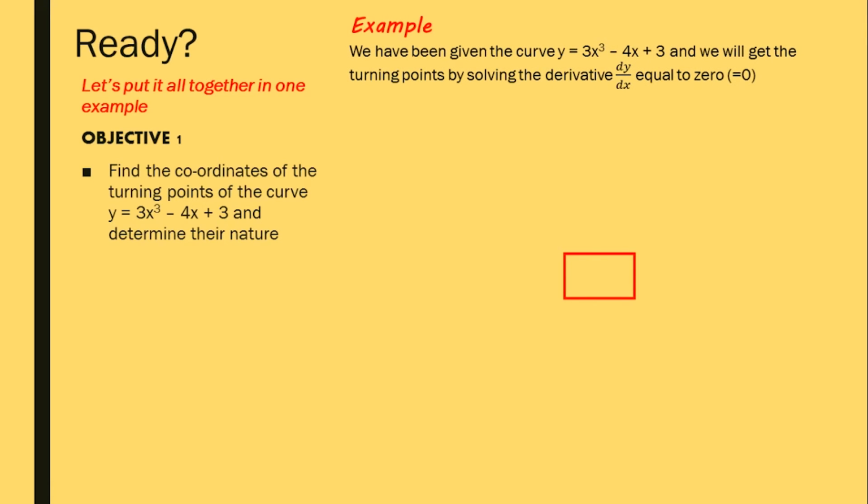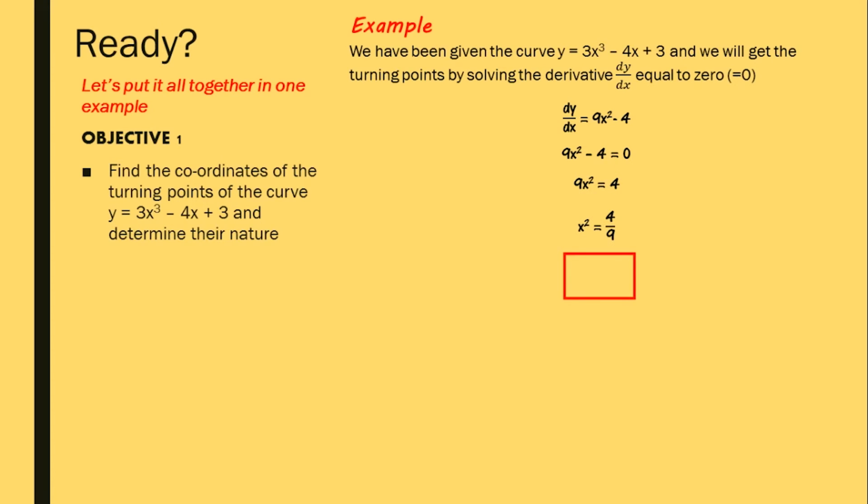So we've been given the curve y equals 3x cubed minus 4x plus 3, and we'll get the turning points by solving the derivative dy by dx equal to 0, because stationary points or turning points happen when the gradient is equal to 0. When I differentiate that, I'll get 9x squared minus 4, and I'm going to solve that.